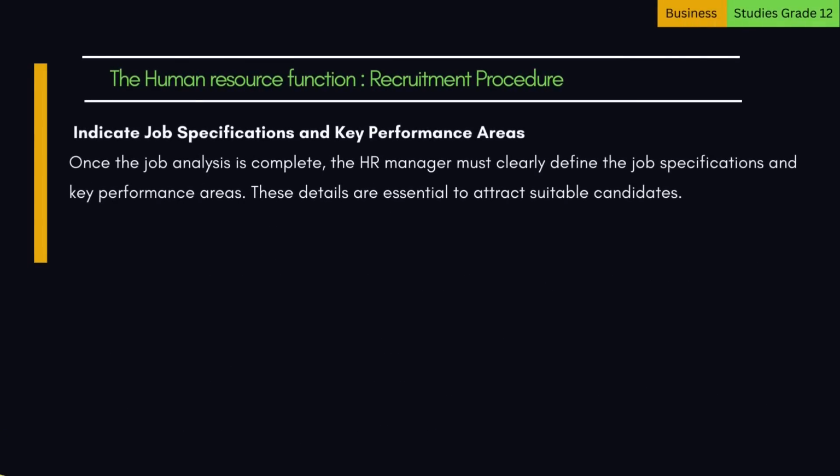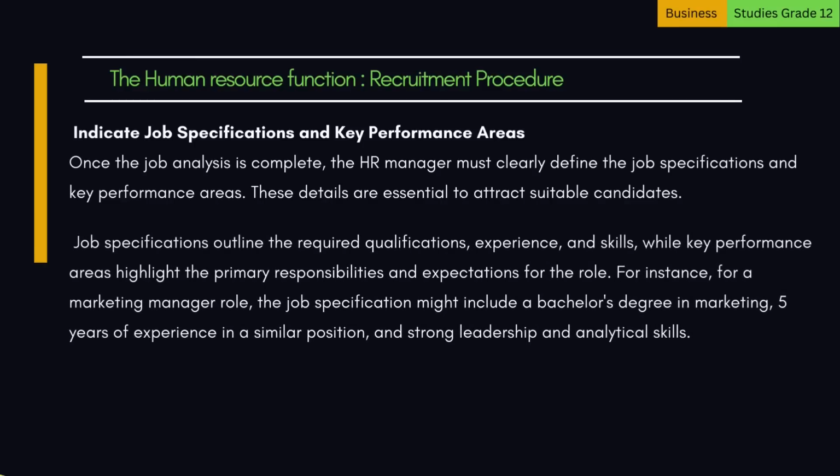2. Indicate job specifications and key performance areas. Once the job analysis is complete, the HR manager must clearly define the job specifications and key performance areas. These details are essential to attract suitable candidates. Job specifications outline the required qualifications, experience, and skills, while key performance areas highlight the primary responsibilities and expectations for the role. For instance, for a marketing manager role, the job specification might include a bachelor's degree in marketing, 5 years of experience in a similar position, and strong leadership and analytical skills.